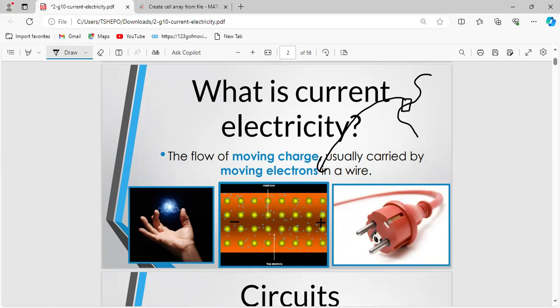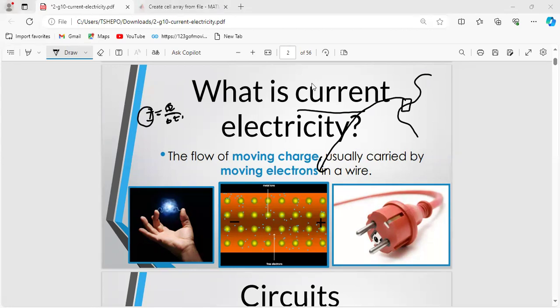Hence we say a current is a rate. This is the formula that we use for current: I is equal to Q over change in time. Current is the rate of flow of charges, where Q simply means the charges. So the rate at which these charges flow inside of a current carrying conductor, that's what we mean when we talk about the current. I hope that was clear, okay?